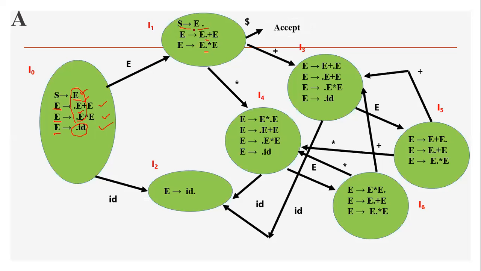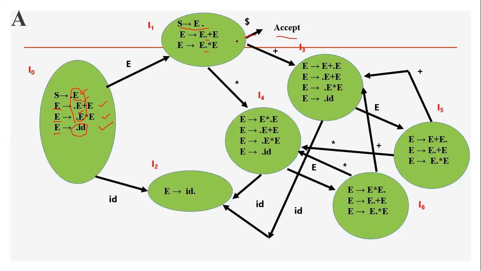In the first production, definitely it is augmented grammar, it will make the end. Is it not? S derives E dot. Okay. Now, on ID, you move to E derives ID dot. Okay. So I1 state, I2 state. Now, by default on dollar, you will make it accept.